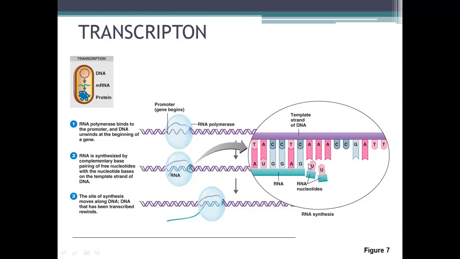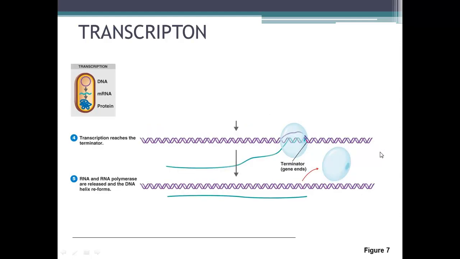It goes all the way along, keeps transcribing until it gets to the very end of the gene, which signifies the terminator sequence. And the terminator sequence, again, is the end of the gene. Once we reach the end of the gene, we have now completed transcription, and the mRNA is released.